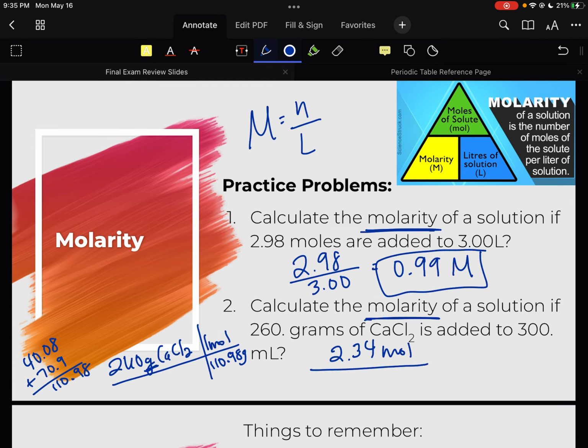So that means my moles, I got 2.34 moles. Okay, and then it says 300 milliliters. So remember, this has to be in liters. So I have to move my decimal over 3 places. So that's 0.3 liters. Then when I plug that all into my calculator, 2.34 divided by 0.3, you get 7.8 molar.